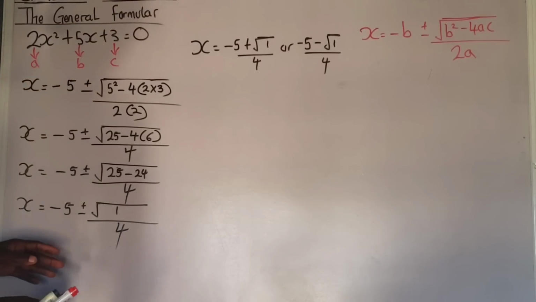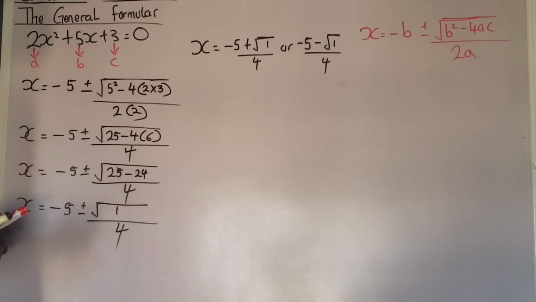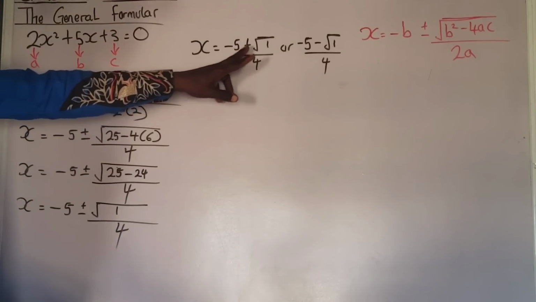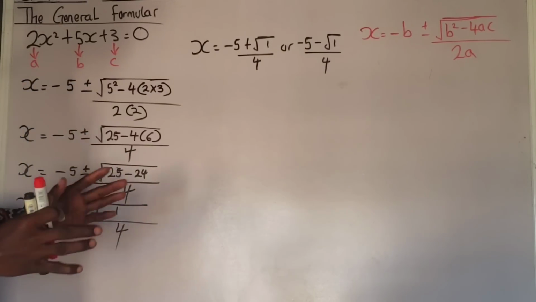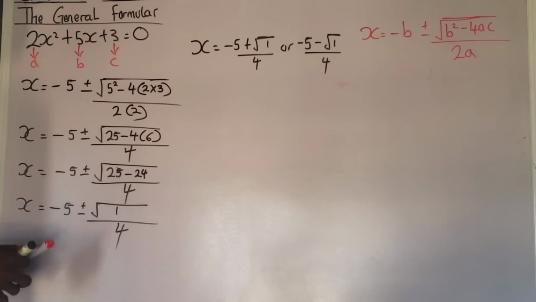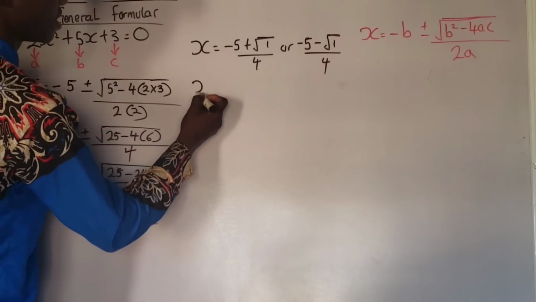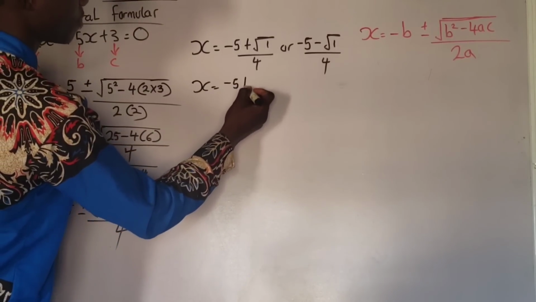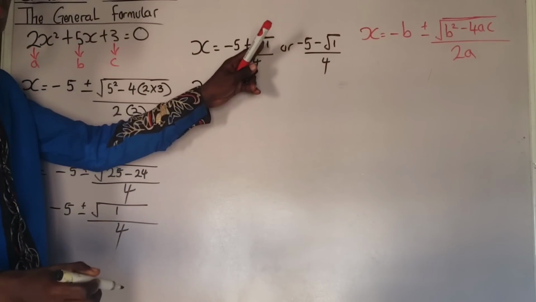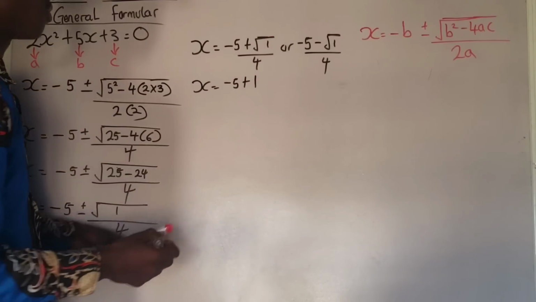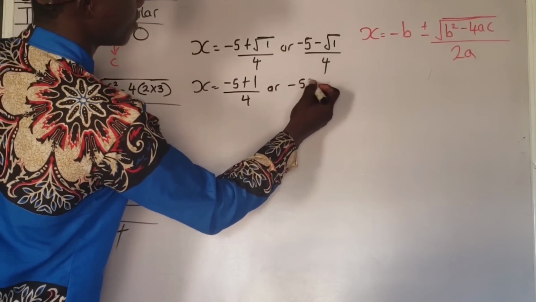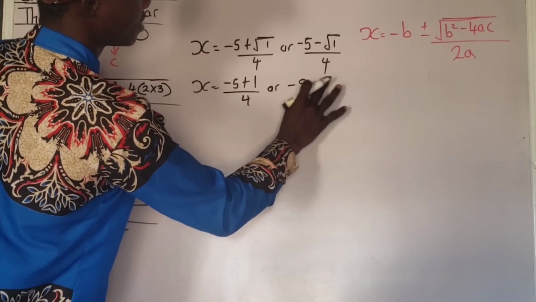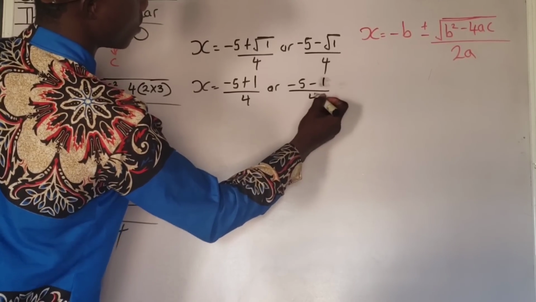So in an attempt to solve the question, I split this fraction into two. I'm having one with plus and another with negative. I've not done anything. Now, here I'm going to have x equals minus 5 plus 1, because the square root of 1 is 1. So I'm going to have minus 5 plus 1 all over 4, or minus 5 minus 1 all over 4.